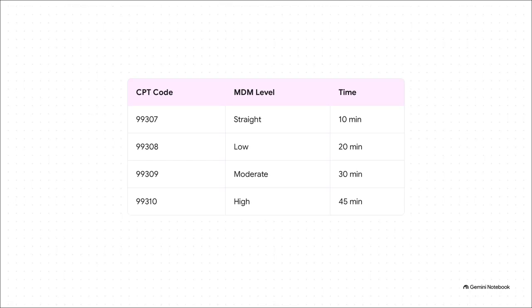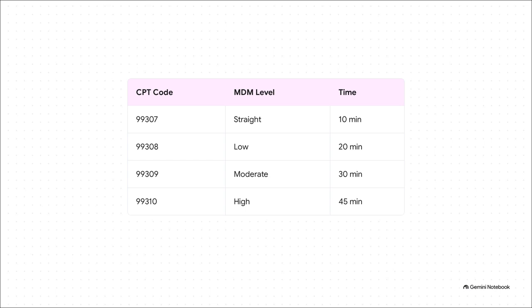This brilliantly illustrates the subsequent care hierarchy. Just like with initial care, you're selecting these based on either MDM or total time. 99307 is your straightforward 10-minute code. 99308 is for low complexity, and that strictly requires 15 minutes. 99309 takes 30 minutes for moderate complexity, and then 99310 tops out at 45 minutes for highly complex daily management.